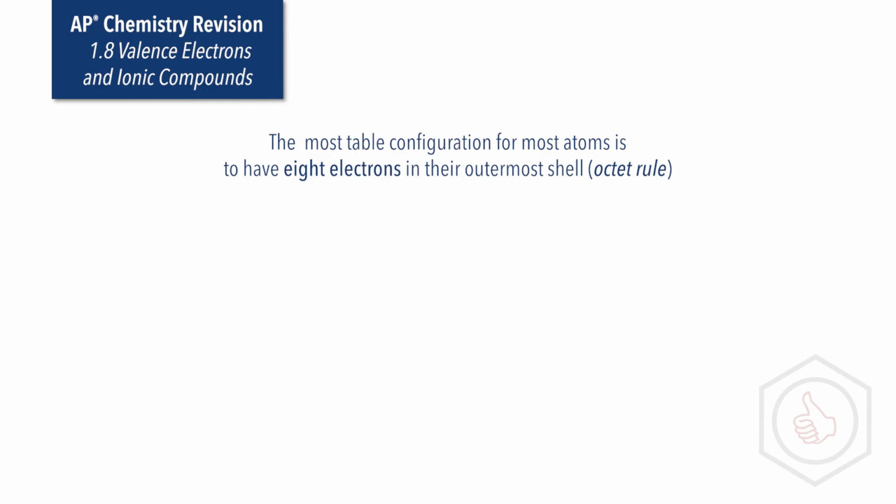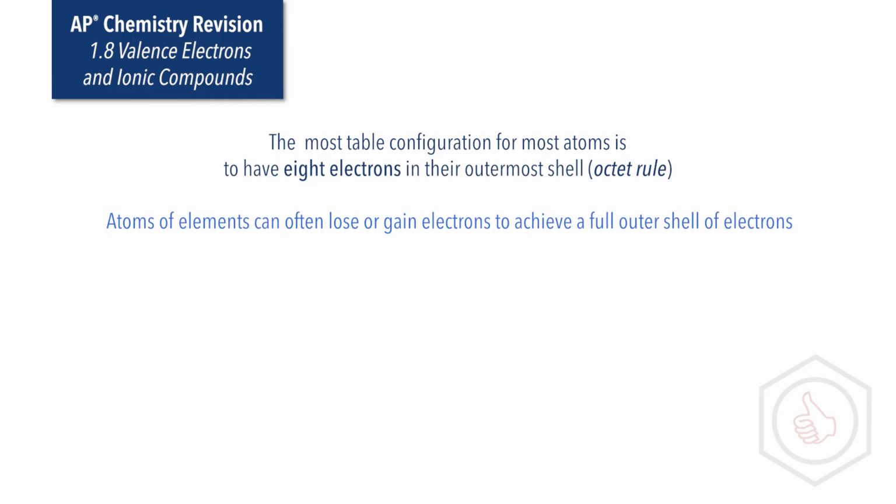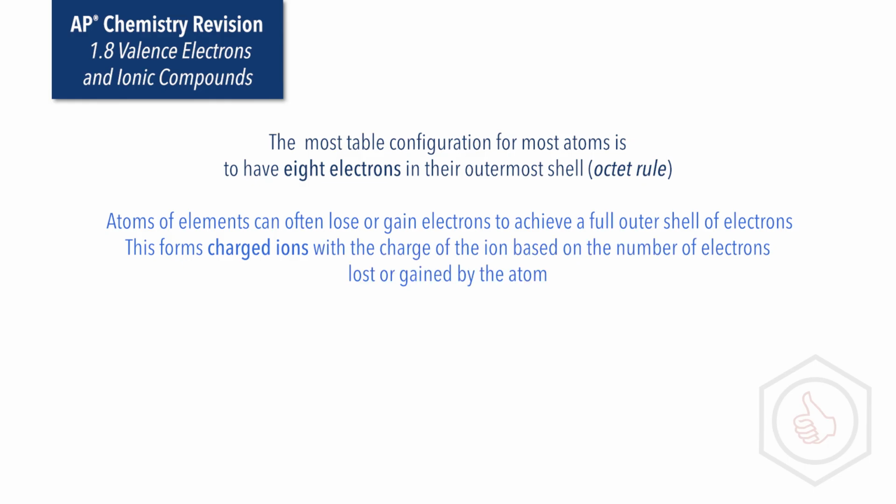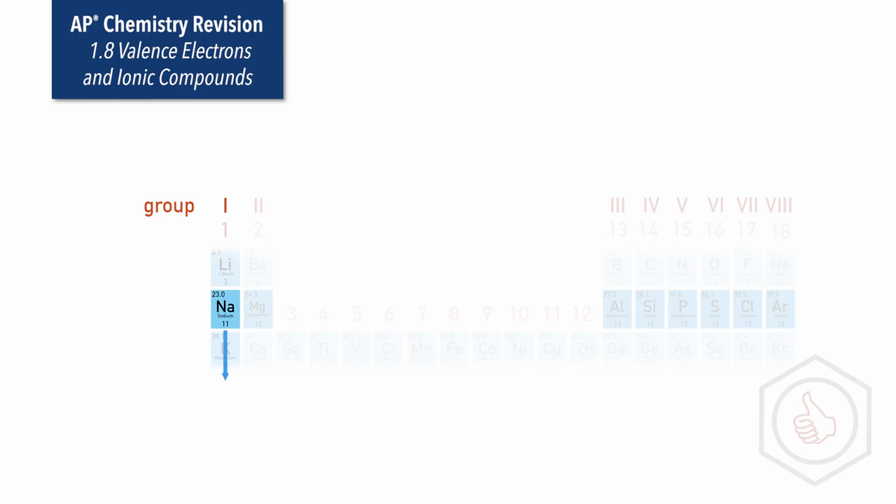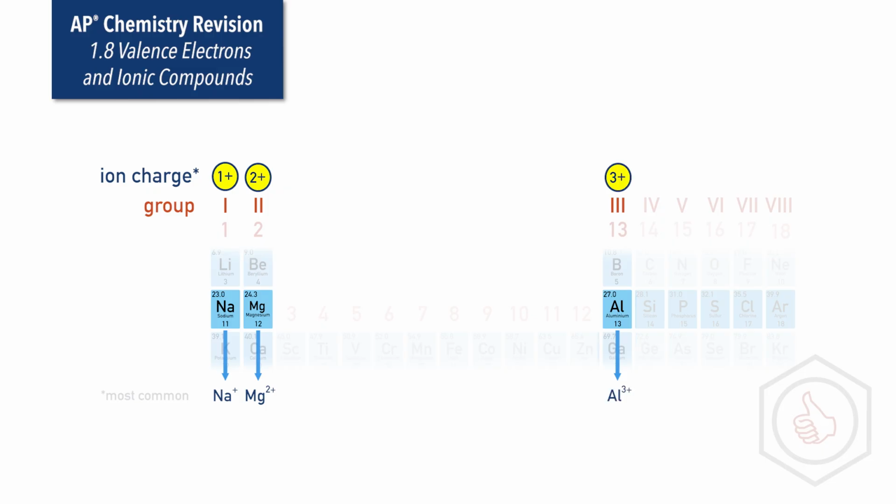Atoms of elements can often lose or gain electrons to achieve a full outer shell of electrons and satisfy the octet rule. This forms charged ions, with the charge of the ion based on the number of electrons lost or gained by the atom. For example, Group 1 metals lose their 1 valence electron to form ions with a 1+ charge, Group 2 metals lose their 2 valence electrons to form ions with a 2+ charge, and Group 3 metals lose their 3 valence electrons to form ions with a 3+ charge.